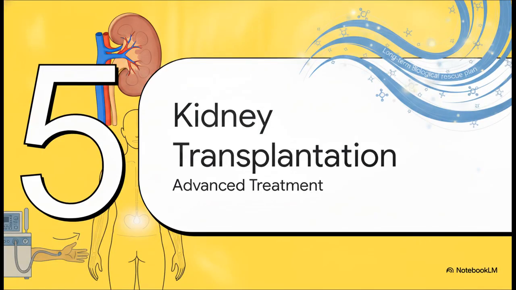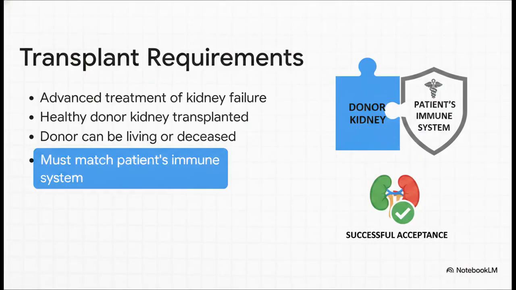And now, the climax of our rescue plan. Section 5, Kidney Transplantation. This is a massive deal, so let's look at the serious gravity of the transplantation requirements. It is reserved for advanced treatment of kidney failure. It involves surgically placing a healthy donor kidney directly into the patient. Now, the donor can be a living relative, a living non-relative, or even a deceased person. But please, look at this final point carefully. The donor's kidney must be matched with the patient's immune system.